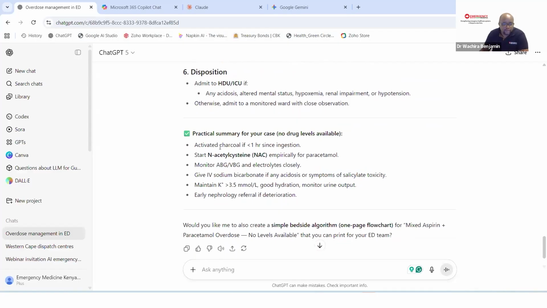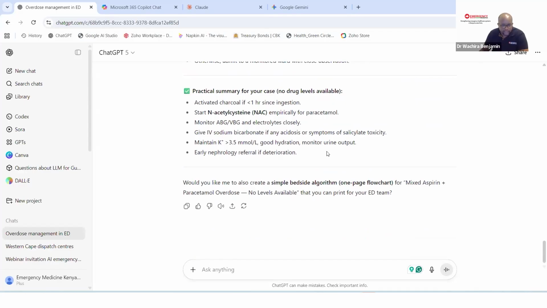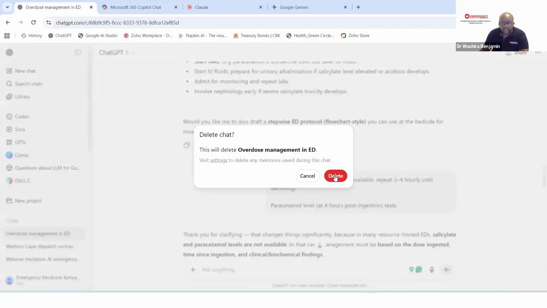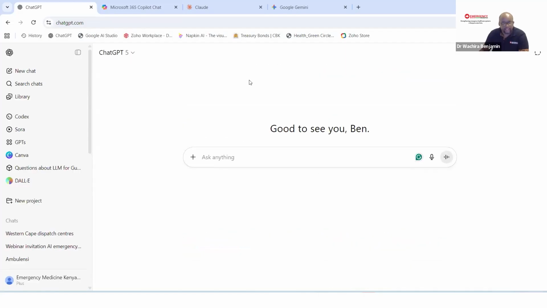Here are some practical levels to think about, and you can get an algorithm. All right, so good. The key thing is you need to tell AI everything for it to make decisions that are practical in your setting.